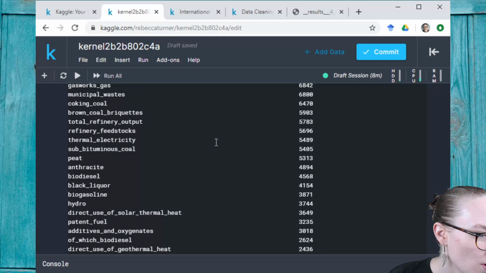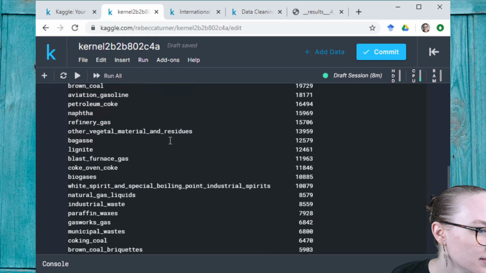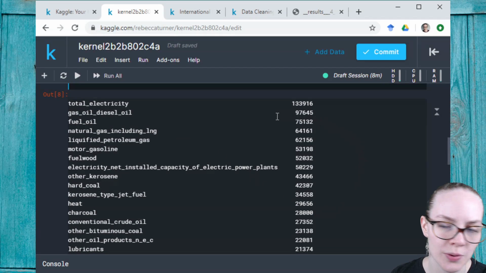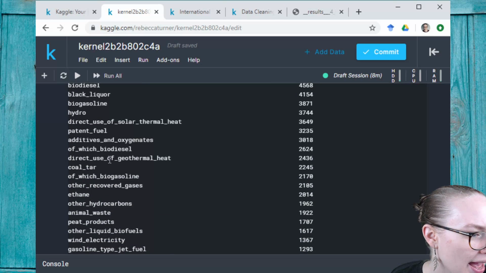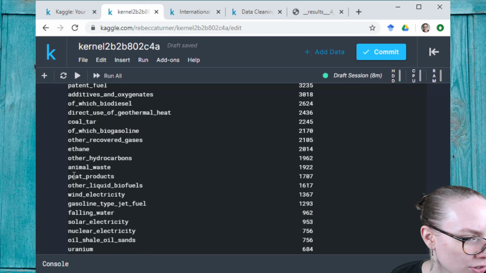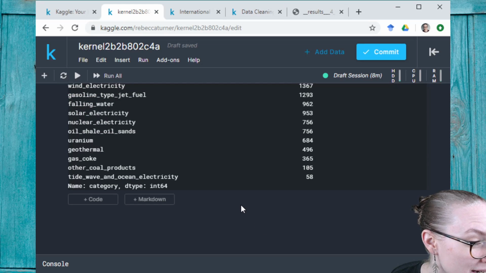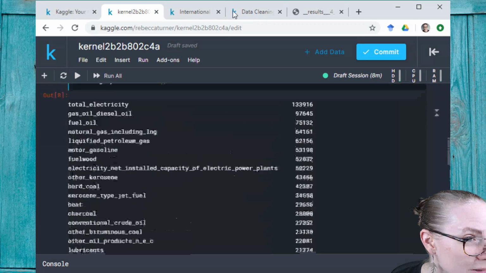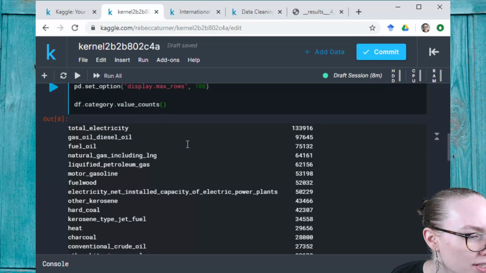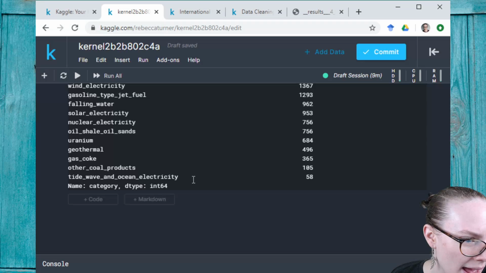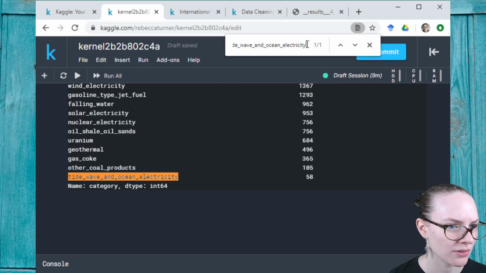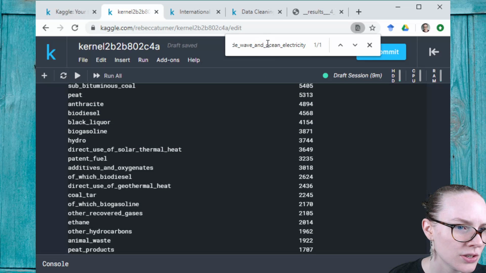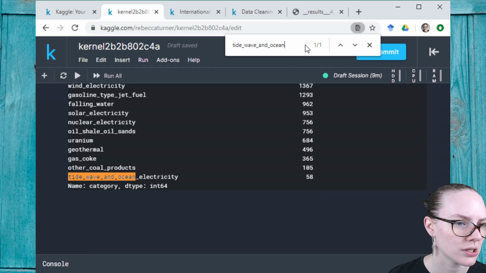All right, so looking at these, we will presume that the top couple ones are probably entered correctly. And then we have these ones down here. So this one, Pete Products, should be the same as Pete. Although just looking at it, it doesn't look super bad. So let's see, tidal wave and ocean electricity. Let's see if we can find that in the page. What about just like ocean?